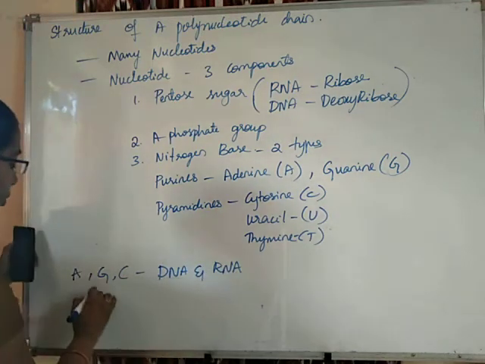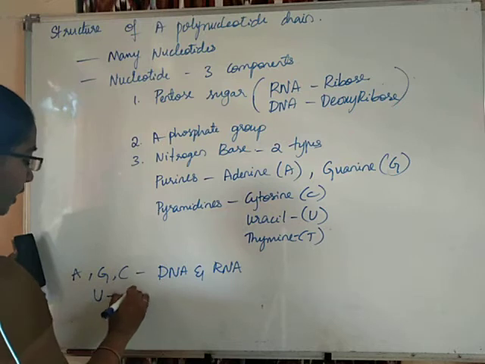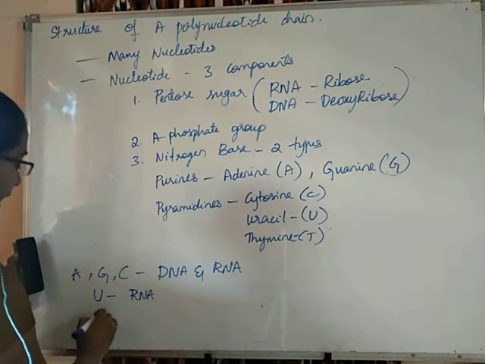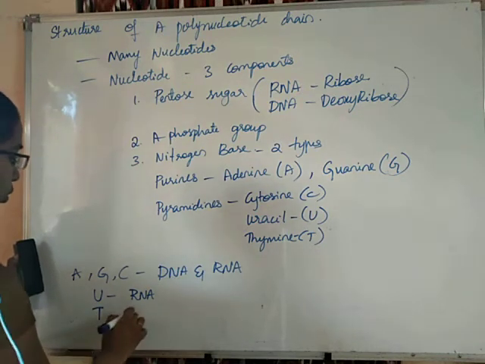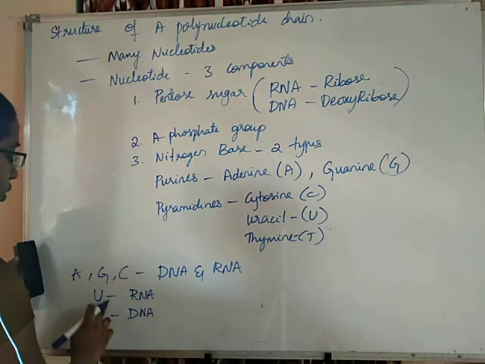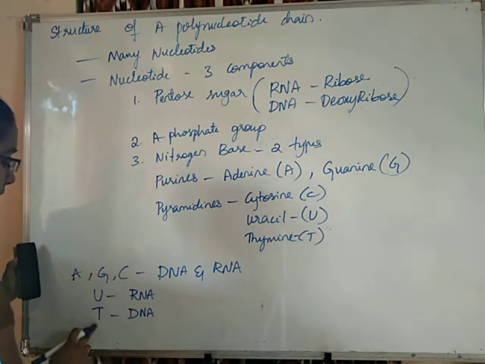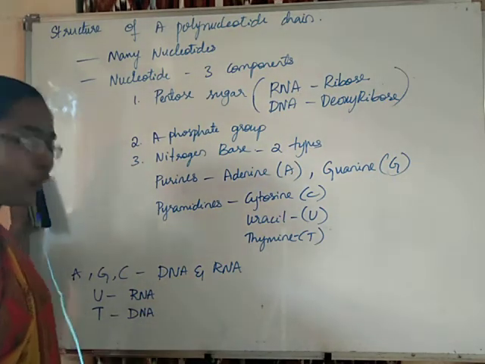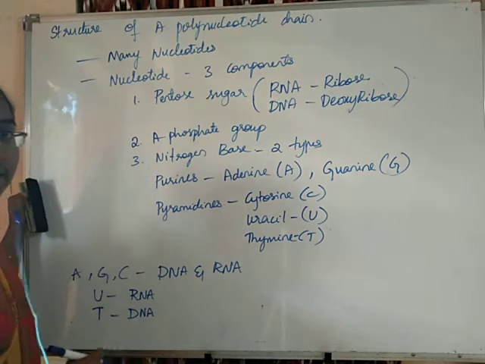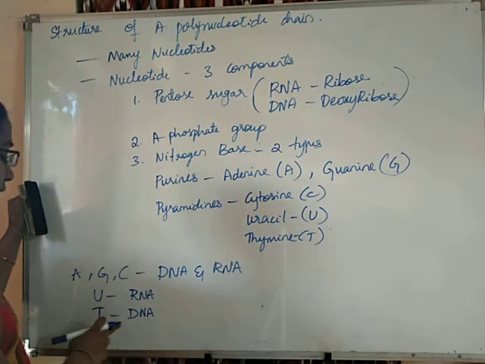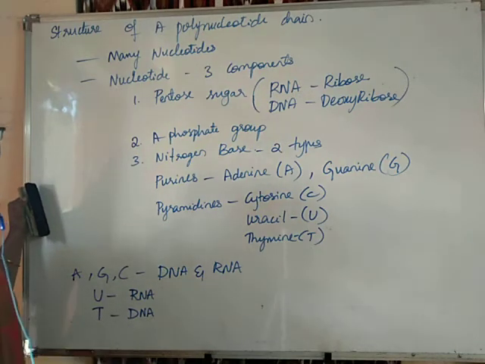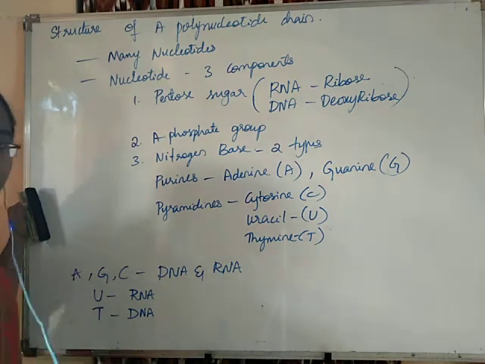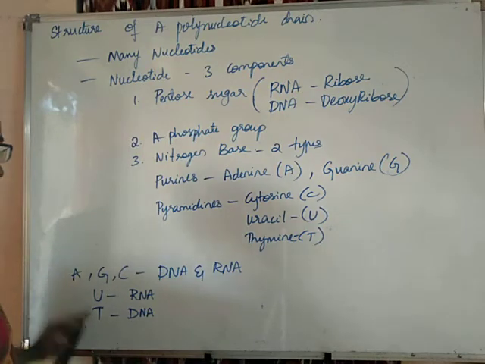But uracil is present only in RNA, whereas thymine is present only in the DNA. That is the main difference between the nitrogen bases of DNA and RNA. The nitrogen base of RNA is uracil, and that of DNA is thymine. So that is the difference between RNA and DNA.